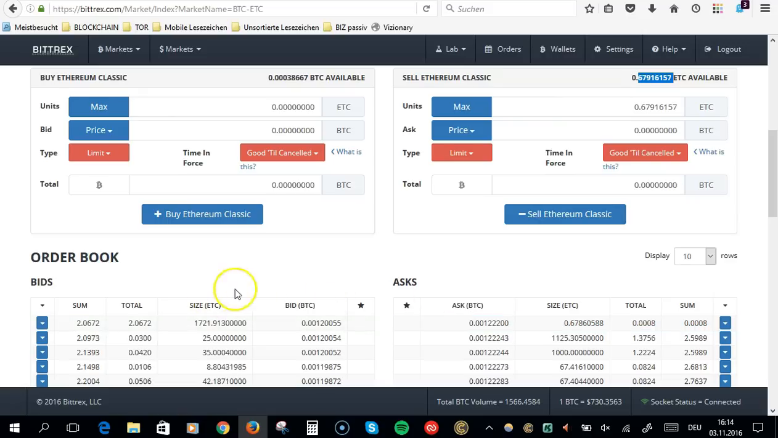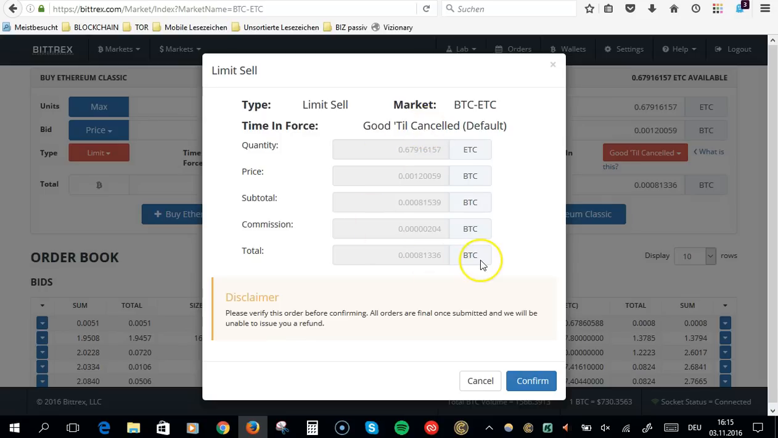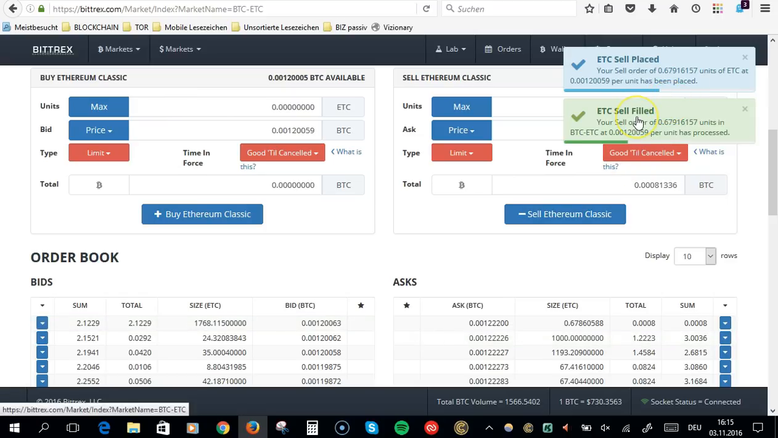Okay, so you've always got these two sides. So right now, if you want to sell it right away, you simply click here. Okay, and then you see that it takes the price of 12,059 and populates it here at BTC. And then you simply say, okay, I want to sell Ethereum Classic. A window comes up again, and you just click on confirm. Now the sell order is placed and the sell order is filled.